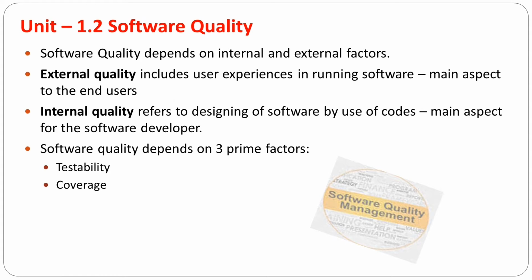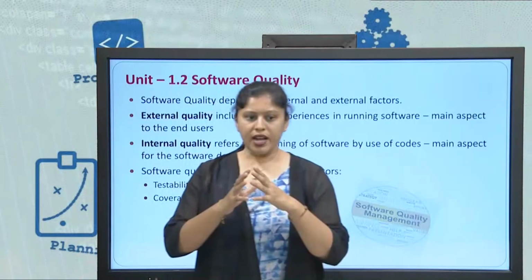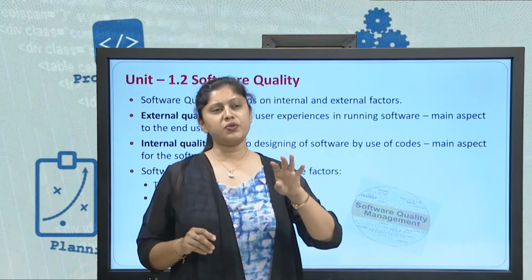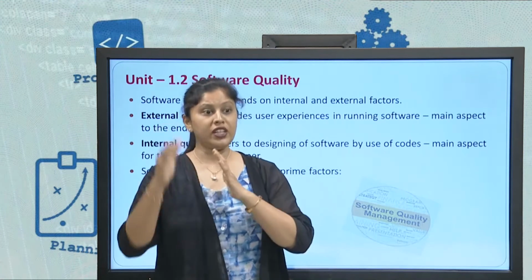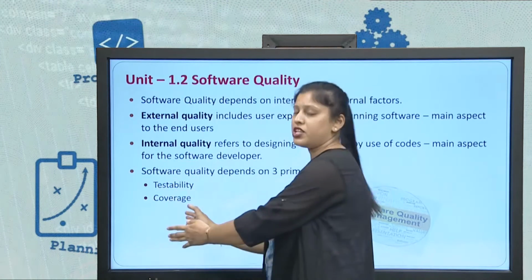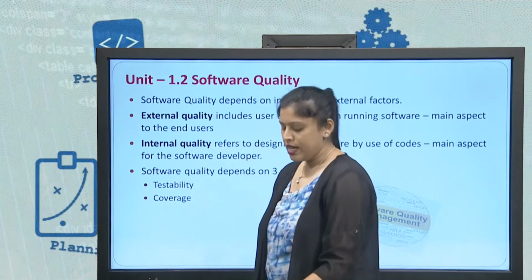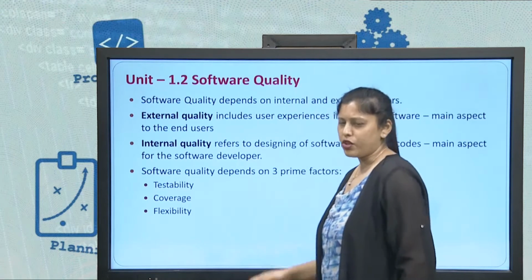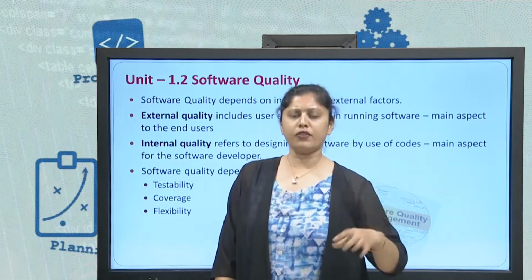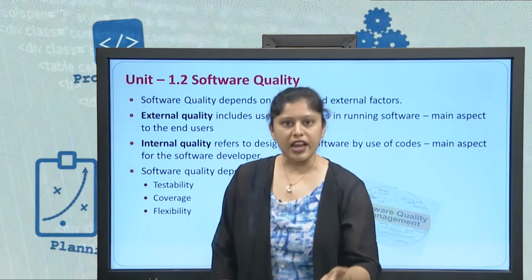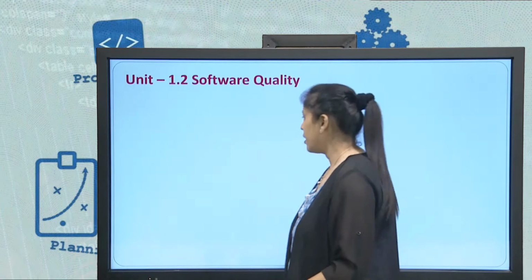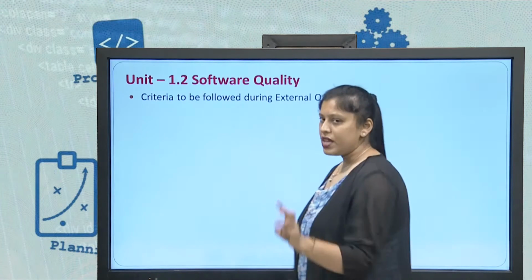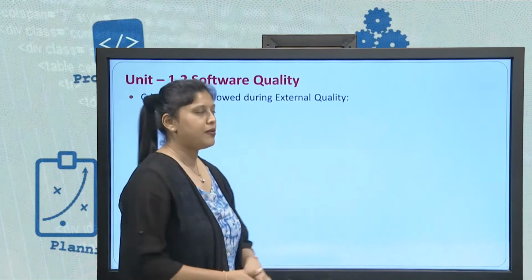Then next is coverage. My software provides certain characteristics, certain features, and whether all those features are present and covered in my software or not is called coverage. And third is flexibility. My software should be flexible enough with any kind of system that it is designed for. So there should be flexibility in my software. Those 3 parameters describe the quality of my software.